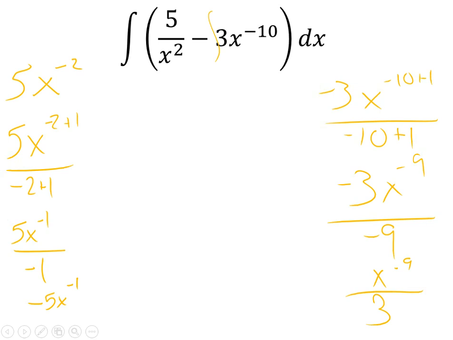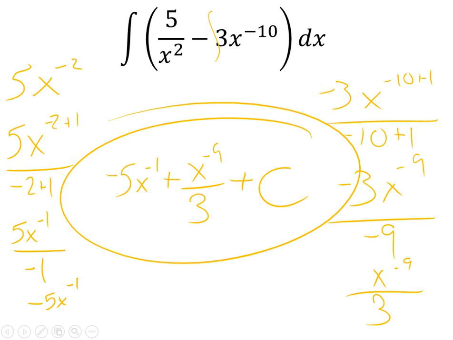And then we're going to add those, so we have -5x to the -1 plus x to the -9 all over 3 plus c. And there would be our antiderivative, or our integral.